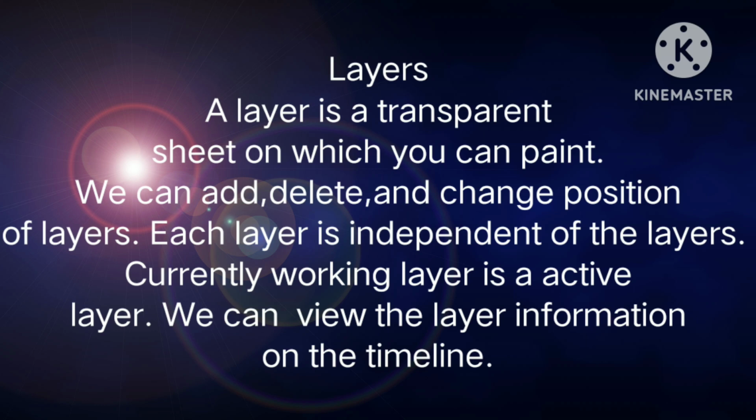Now we are going to see about layers. A layer is a transparent sheet. Here we can paint. We can add, delete or change the position of the layer. Each layer is independent of the others. The currently working layer is the active layer. We can view the layer information on the timeline.